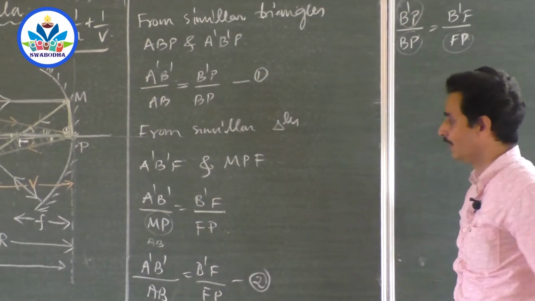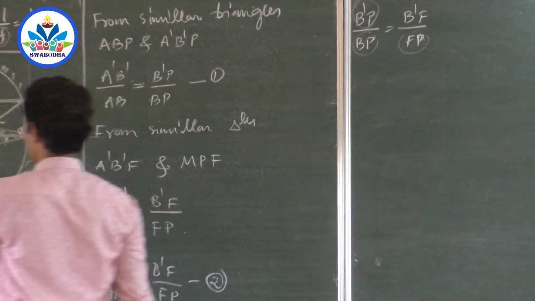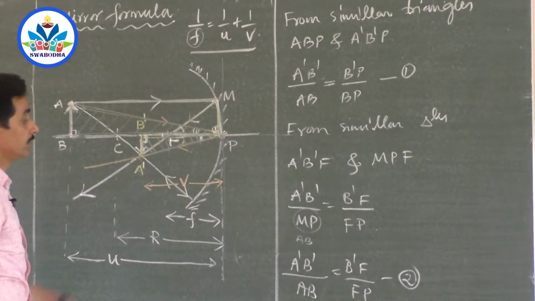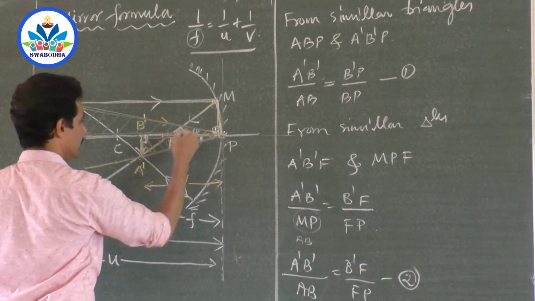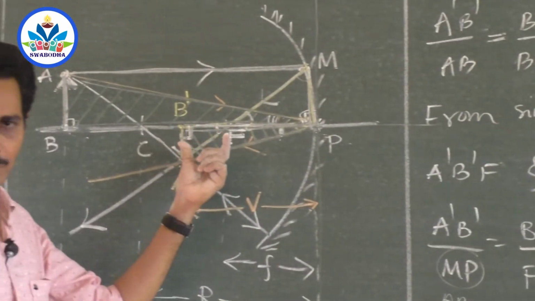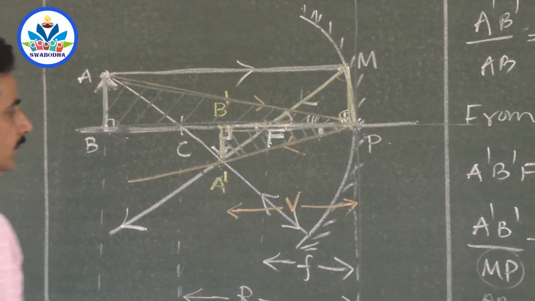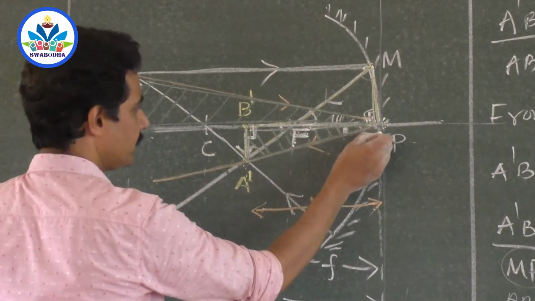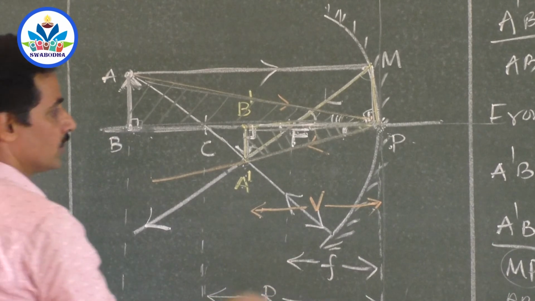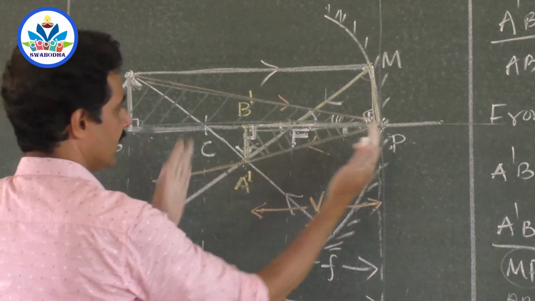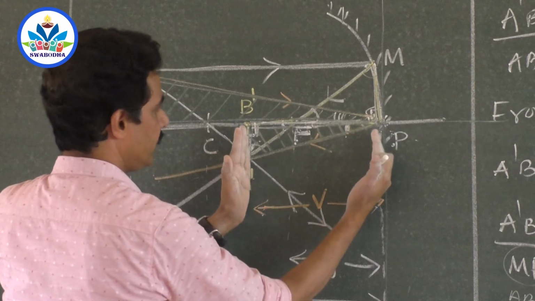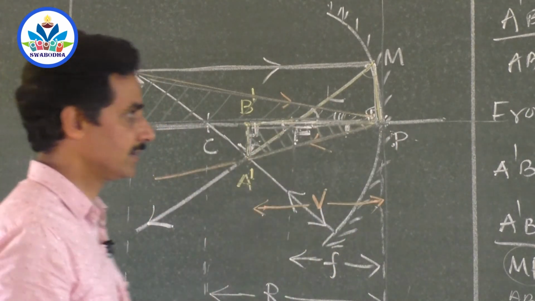This one and this one have a meaning now: B dash P here and BP, object distance, image distance, focal length. But what about B dash F? B dash F is nothing. Neither focal length nor object distance nor image distance. But one thing you can do: B dash F can be written as B dash P minus FP, where B dash P means image distance and FP means focal length. So B dash F can be written as this total distance minus this distance. From this total distance B dash P, if you remove FP, you will get B dash F.